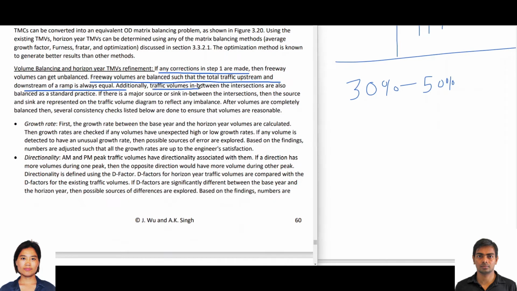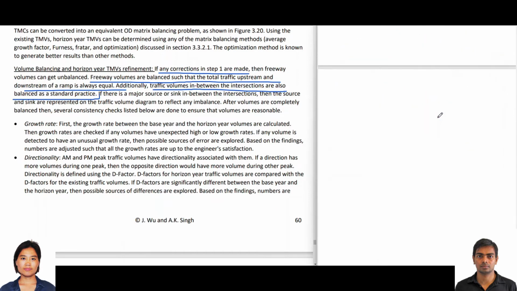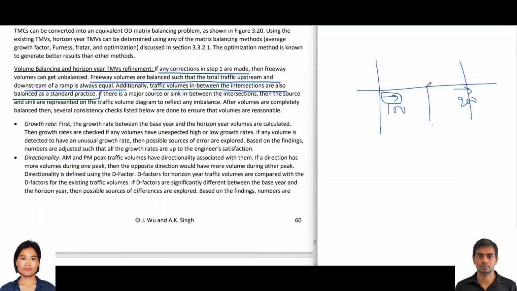Additionally, the traffic volume in between intersections is also balanced as a standard practice. If we are looking at two intersections, let's say 100 vehicles are coming out of this intersection, and 200 vehicles are approaching the next intersection, which can happen because, let's say, there was a driveway connecting here. So either we balance them out, bumping some of the numbers such that this one becomes 200 or this one becomes 100, or we put in a source and sink, depending on how much the difference is.